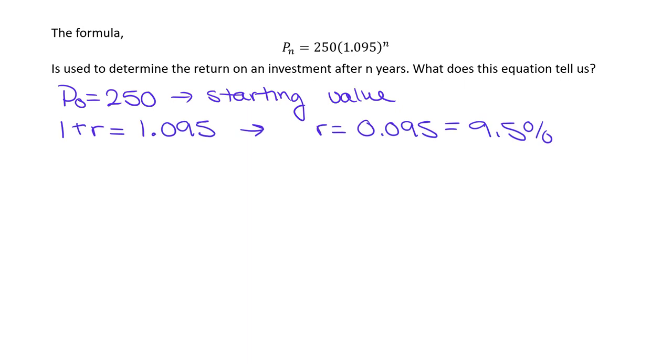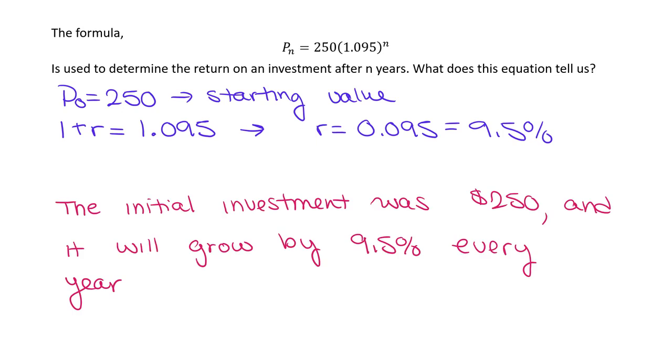The thing inside the parentheses is the 1 plus r. If 1 plus r is 1.095, then r is 0.095, or moving the decimal over, 9.5%. So what this equation is telling me is that we're starting with $250. That's our initial investment. And that investment should grow by 9.5% every year.